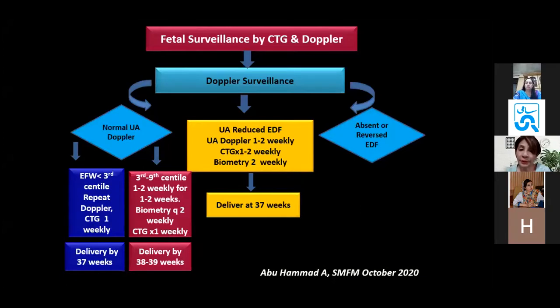In terms of reduced end-diastolic flow, this is the group that we always encounter, where you get a report and it says mildly reduced or moderately reduced end-diastolic flow. What do you do then? How often would you repeat the Dopplers? This is the case where you would repeat the Doppler once or twice and do maybe a twice weekly CTG. And again, for the biometry, there is no role of doing it less than 2 weeks apart, but plan to deliver at 37 weeks.